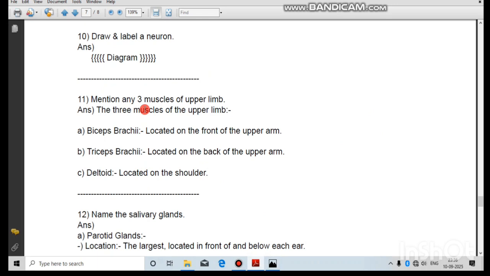Next, mention any 3 muscles of the upper limb. Three muscles that can be found very commonly in the upper limb are biceps brachii, which is located on the front of the upper arm; triceps brachii, which is located on the back of the upper arm; and deltoid, which we have just discussed, located on the shoulder. So, 3 muscles in the upper limb.